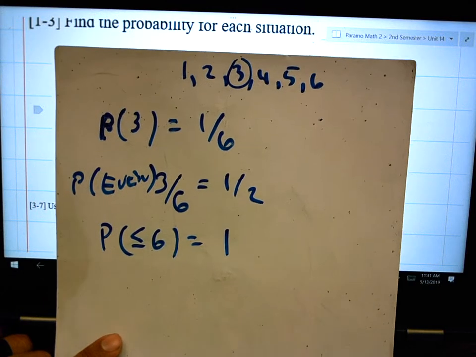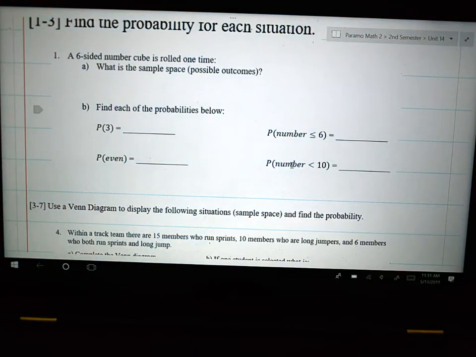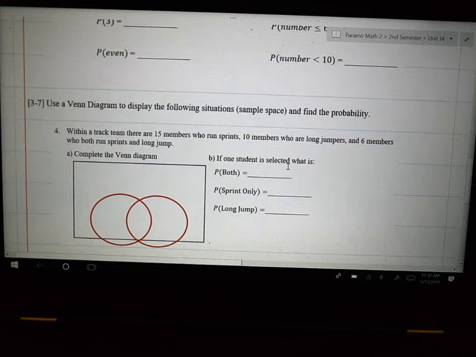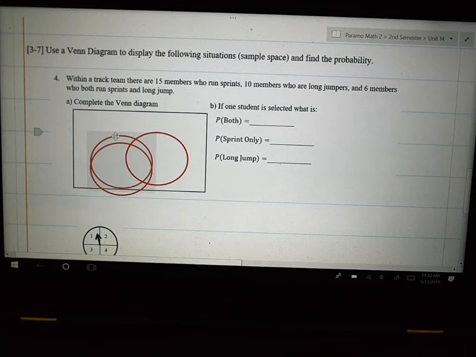We always put it in lowest terms. Going into that, what's the probability of rolling a number less than 10? I bet you guys know what the answer is. If you think you know what the answer is, say it out loud. You said it right. If you said 1, it's 6 out of 6, or 1. Good job. So that brings us to our first Venn diagram, which is number 4 that I want you guys to look at with me.